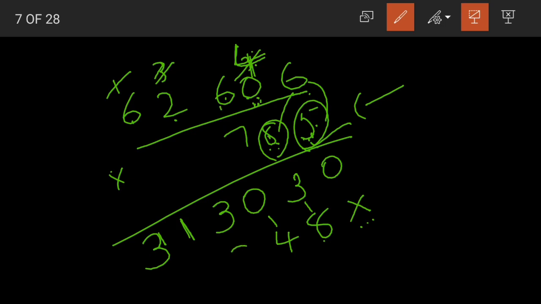8 6s are again 48. 8 here and 4 carried. 8 2s are 16. 16 plus 4 is 20. 0 here and 2 carried. 8 6s are 48. 48 plus 2 is 50. I'll write the 50 here.